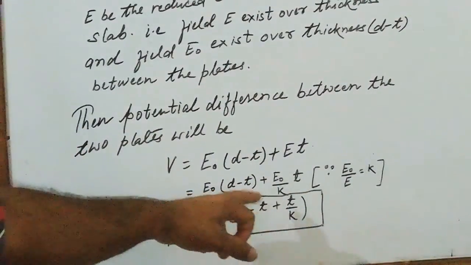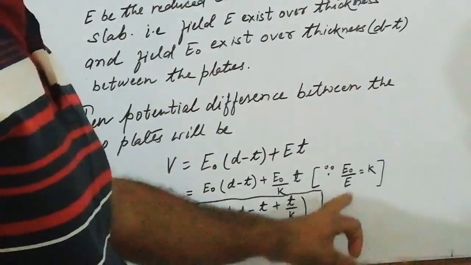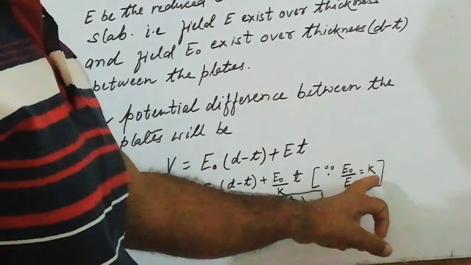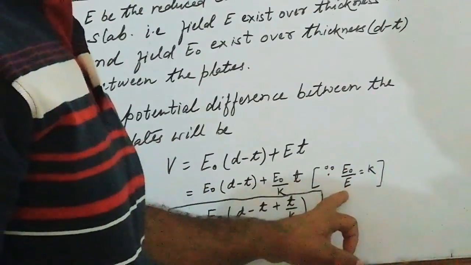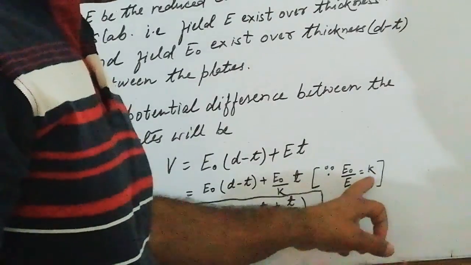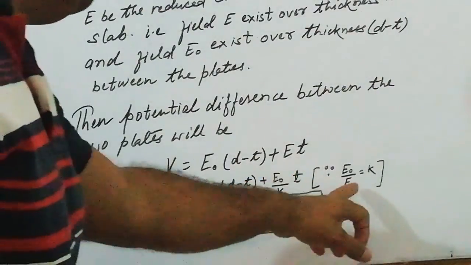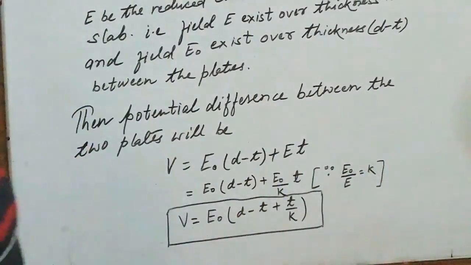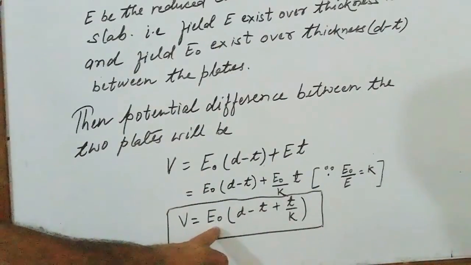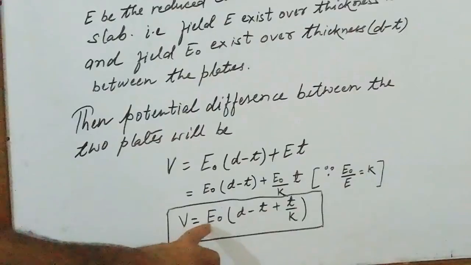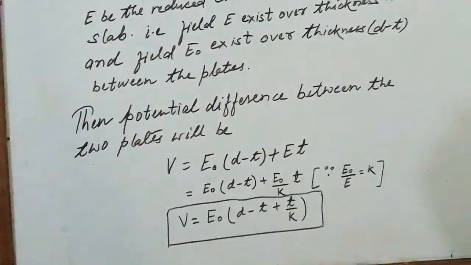E naught into d minus t plus E naught by K into t, because we know that E naught by E is equal to the dielectric constant K, the external electric field by the reduced electric field. This will give the dielectric constant K. So we have put the value of E: E will be equal to E naught by K. So E naught and E naught, we can take E naught common. So E naught has been taken common. V is equal to E naught into d minus t plus t by K.